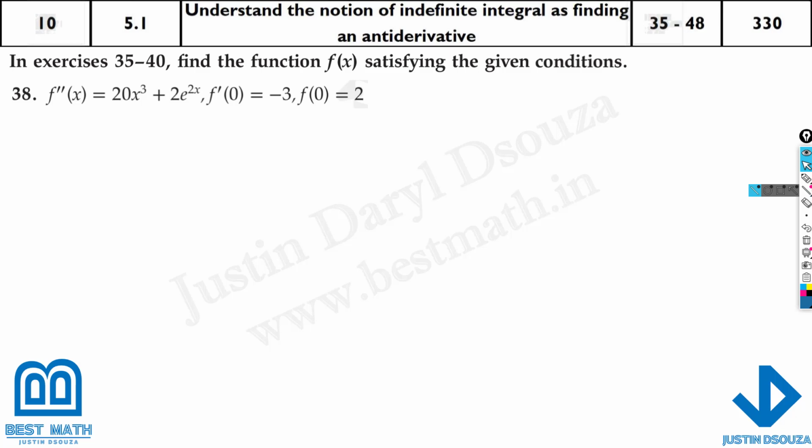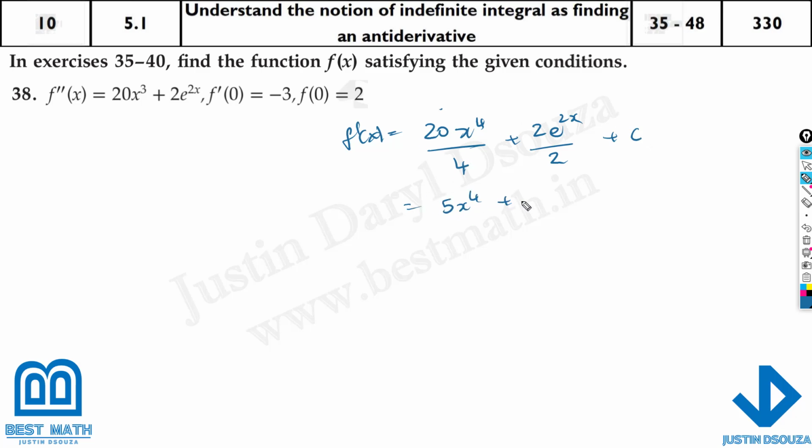Again, here as well, let's quickly solve this out. I'm just going to solve it. Okay, it's going to be f prime of x equal to 20x to the power 4 by 4 plus, now here we have e to the power 2x, but there's a 2, so it'll be divided by 2, isn't it? Plus c. So the simplified version would be x power 4 plus e to the power 2x plus c. Now we have minus 3 equals, the first part is going to be 0, second part is going to be 1. I directly write e to the power 2 times 0 will be 1 plus c.